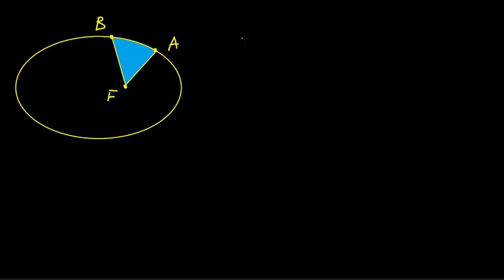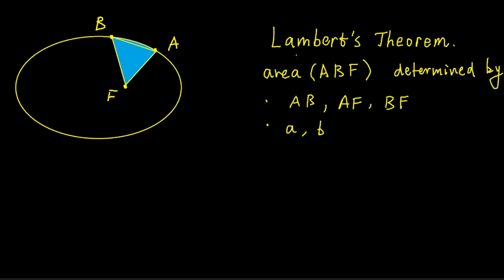And here is a cool result, known as Lambert's theorem. Lambert's theorem says that the area of the sector ABF is determined by the three side lengths of the triangle ABF, as well as the axis lengths, little a and little b. By the length of AB, I mean the length of the chord, not the arc. This is particularly convenient for practical calculations in astronomy, because these straight line distances are directly available. We will prove Lambert's theorem and give the formula for the area ABF.